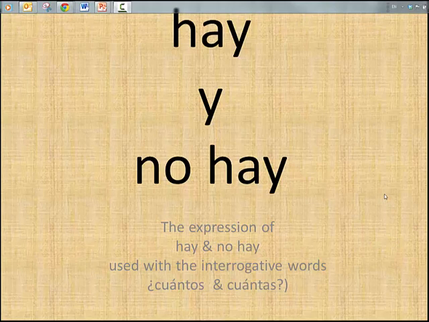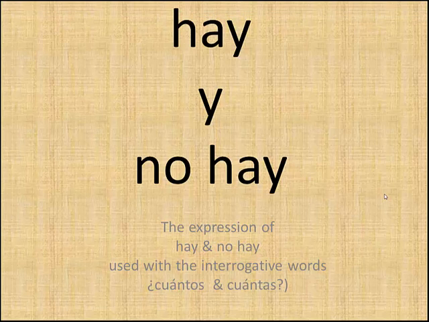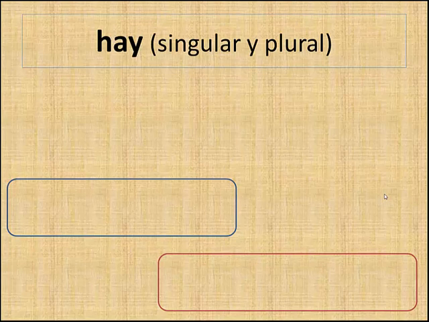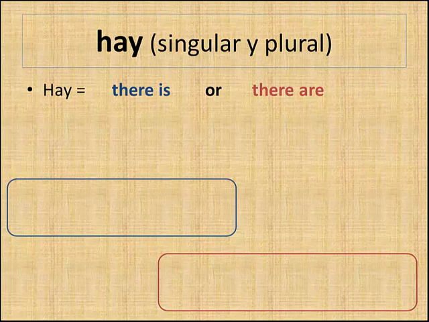Okay, so let's move forward and learn what these two expressions mean. Okay, so hay means there is or there are. And so in Spanish, we have one single term to talk both about singular and plural. So in English, you use there is or there are to talk about the quantity of things. In Spanish, we simply use hay.